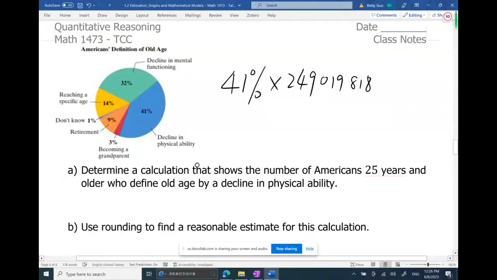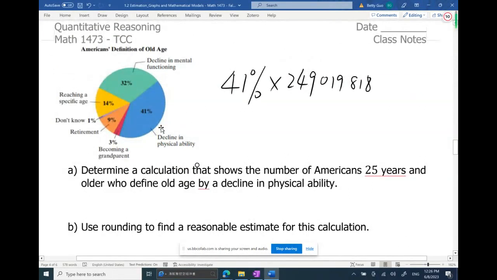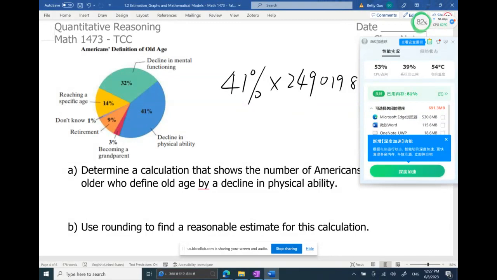Part B, use rounding to find a reasonable estimate for this calculation. Let's say we don't have a calculator. If we do, then we can just multiply the two numbers together, right? But now we don't want to use a calculator. We want to just use the brain power and estimate. How do we do that? We can use the tool of rounding, right?